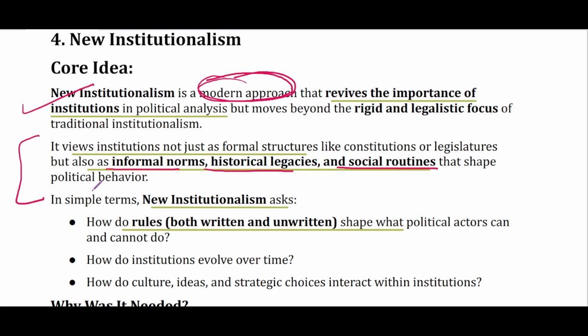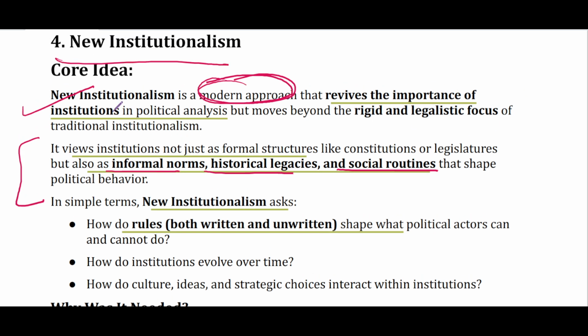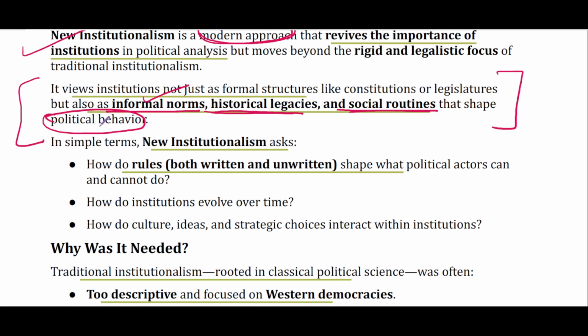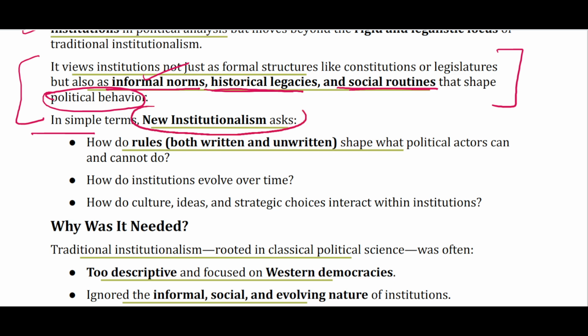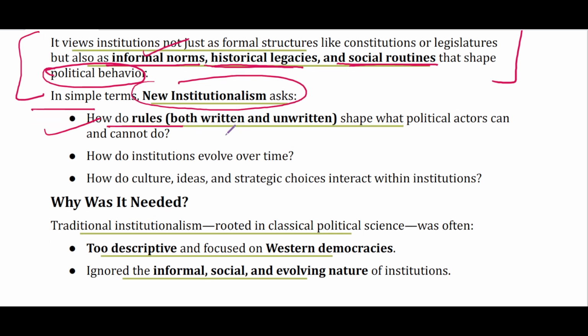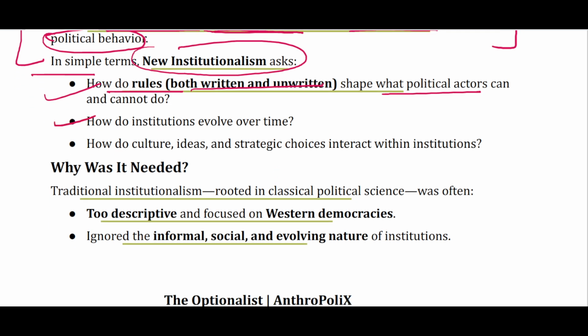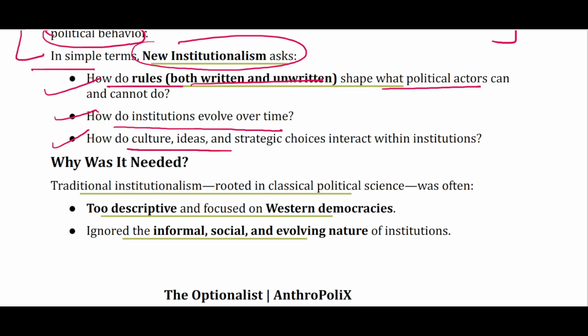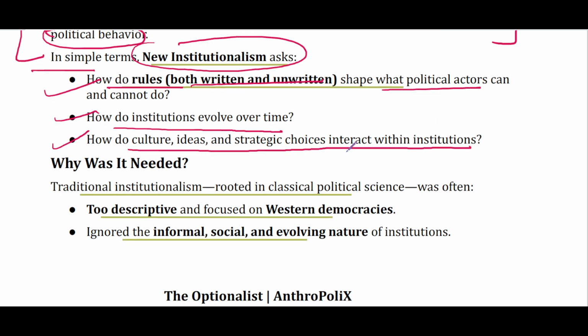So, in other words, new institutionalism also studies political institutions, the formal political institutions, but it also factors in the informal norms, social norms, the historical legacies, and the social routines that shape political behavior. In simple terms, new institutionalism asks: how do rules, both written and unwritten, social and political, shape political behavior? How have institutions evolved over time, and how do culture, ideas, and strategic choices interact with institutions?